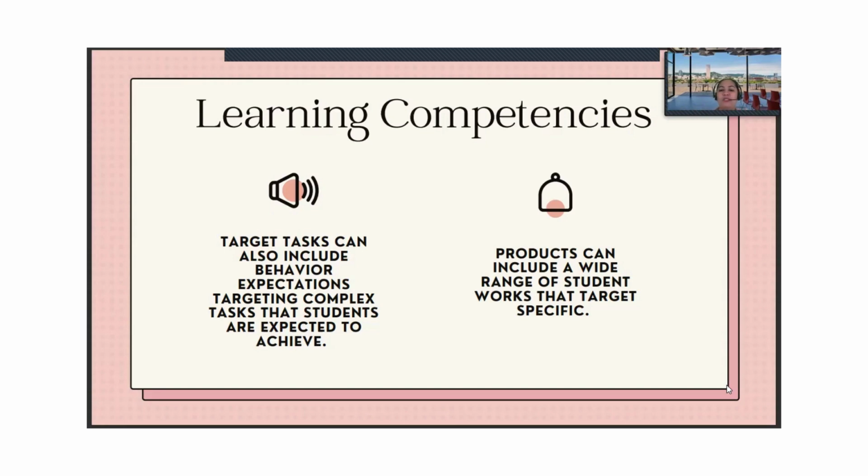Second, products can include a wide range of student works that target specific competencies. It is a wide range because normally, in doing this, it is not just one behavior that you can check. There are actually lots. You will be able to get their cognitive ability, their psychomotor, their affective domain, and a lot more. That's the reason why it is wide range.